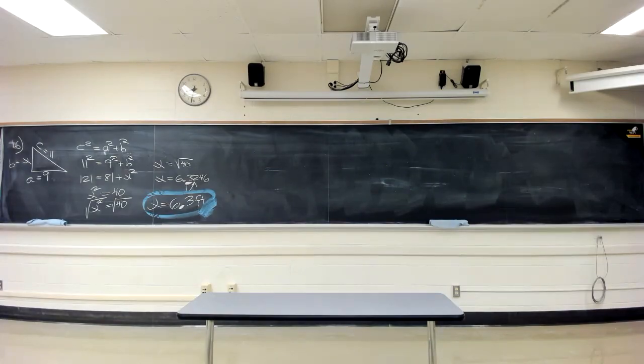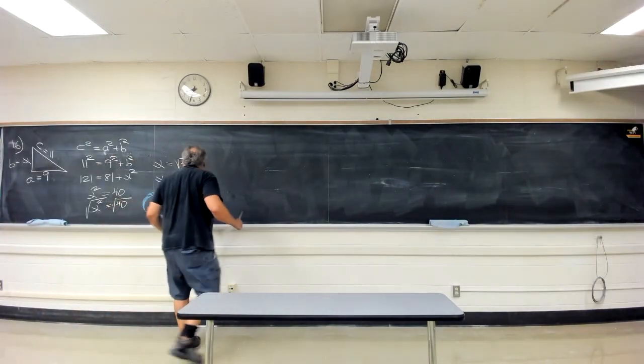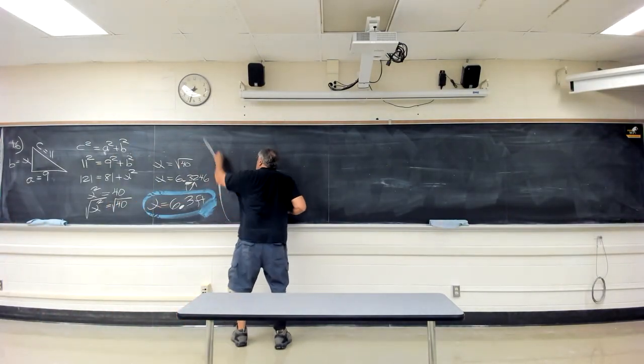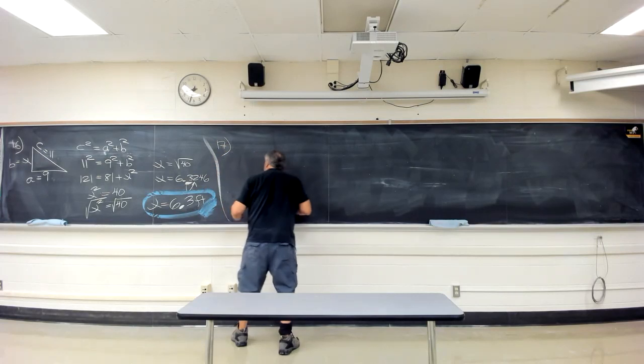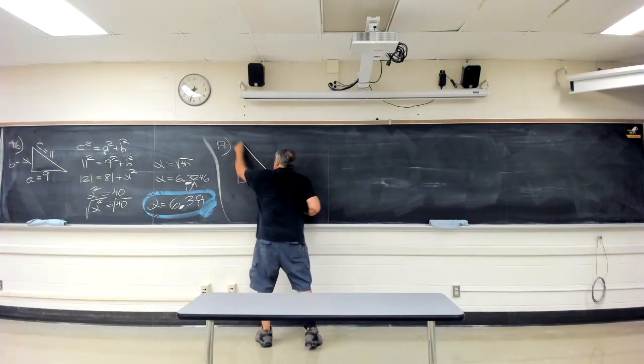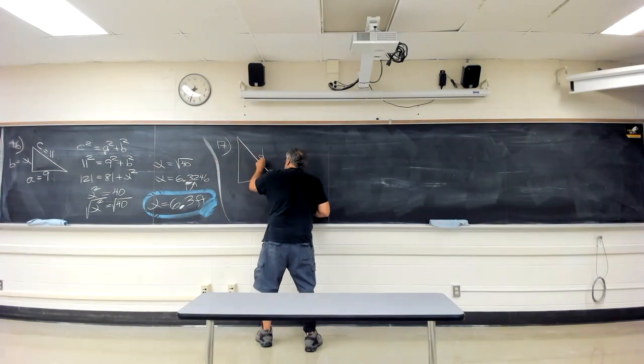17 of 24. 17, a right triangle has side lengths D, E, and F as shown below. Use these lengths to find tan x, cosine x, and sine x. We've been there. We've done this. That's D. This is angle x. That's where you center it. That's angle x. That's D. That's F. That's E.